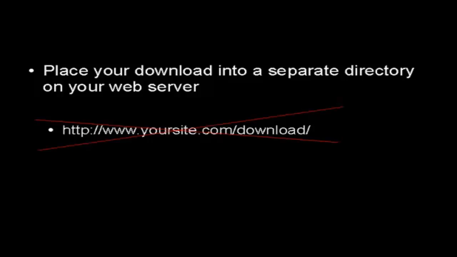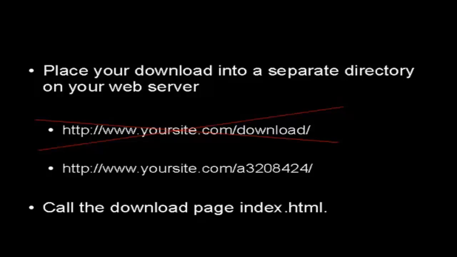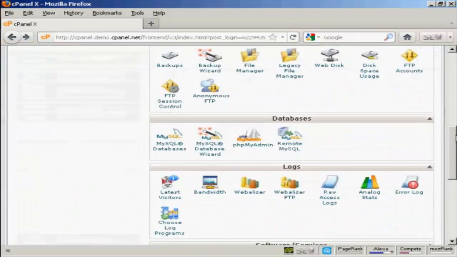So for example, you wouldn't want to call it download. What I like to do with my download directories is to give it a random combination of letters and numbers that's going to be very hard for people to guess. And you want to call the actual page that people are going to go to in this directory index.html, because then you can just simply send them to the directory and the web browser will automatically log on to the index page.